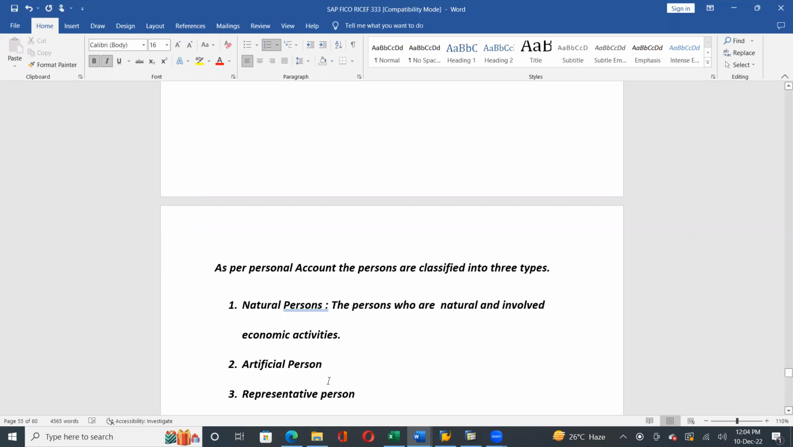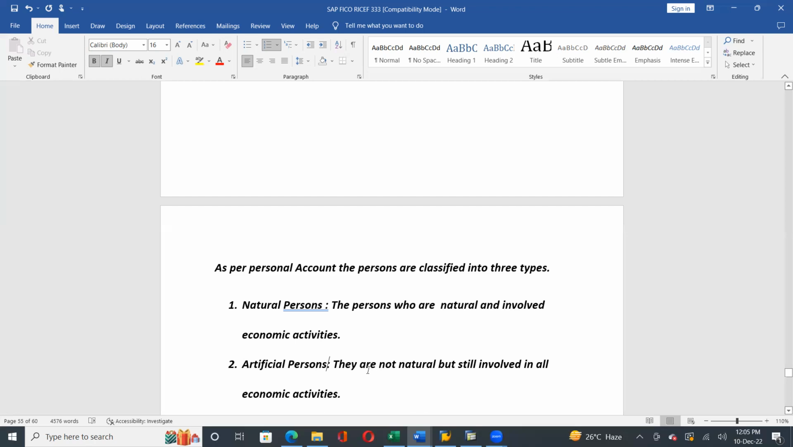Who are artificial persons? They are not natural, but still involved in all economic activities. Again, who is an artificial person? They are not natural like us, but still involved in all economic activities. Correct? Then they are considered artificial persons.